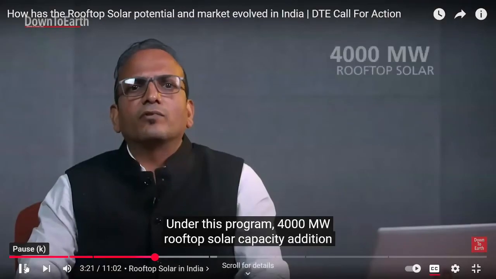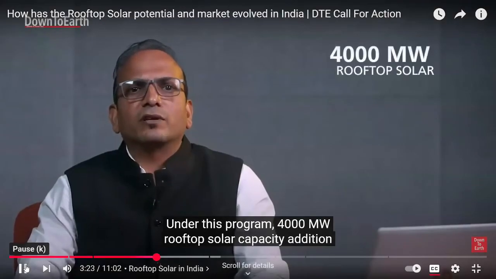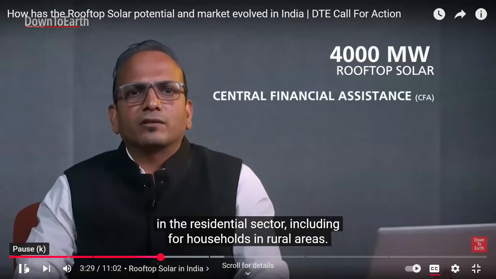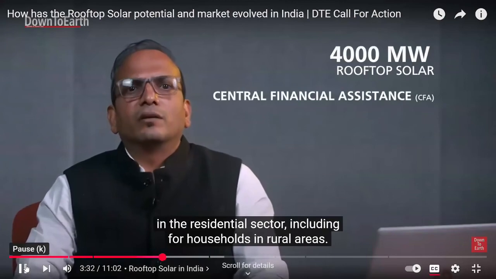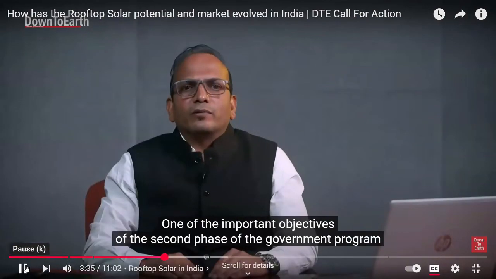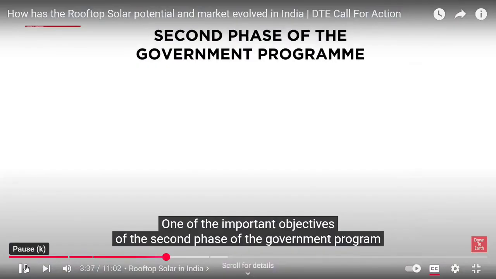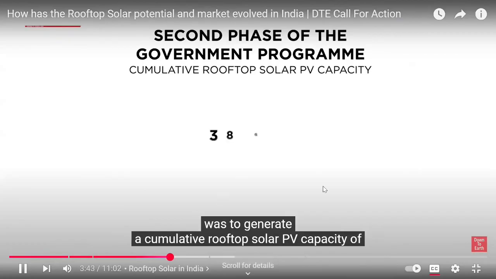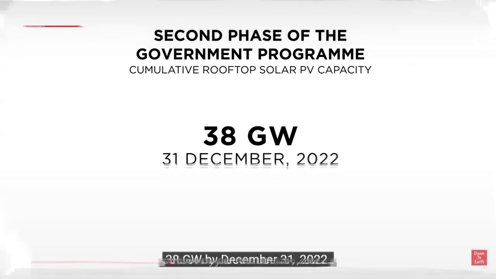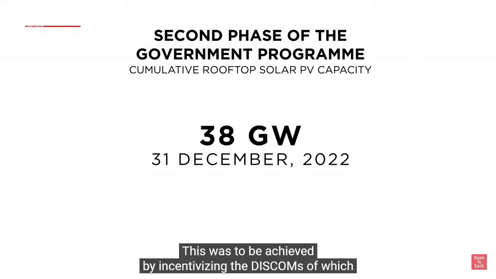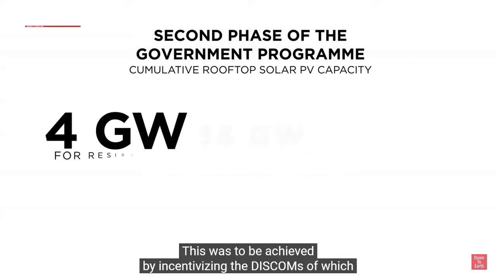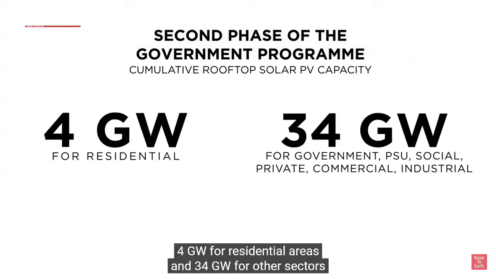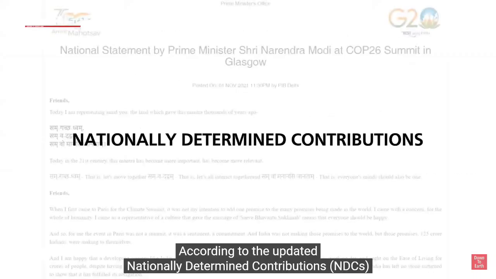Under this program, 4,000 megawatt rooftop solar capacity addition is targeted through Central Financial Assistance, which is CFA, in the residential sector, including for households in rural areas. One of the important objectives of this second phase of the government program was to generate a supplementary rooftop solar PV capacity of 38 gigawatt by December 31, 2022. This was to be achieved by incentivizing the DISCOMs, of which 4 gigawatt for residential areas and 34 gigawatt for other sectors. According to the updated nationally determined.